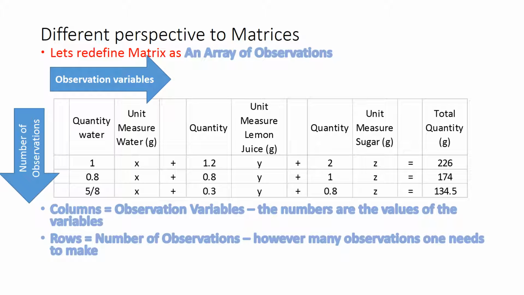Similarly, rows 2 and 3, adding different quantities of unit measures, give different total quantities of the lemonade. These are equivalent to observation variables going on the columns, and the number of observations going down the rows for other experiments.